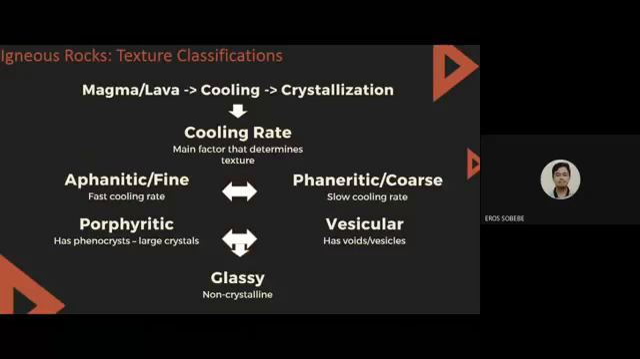So, vesicular texture forms when gases dissolved in the magma are able to come out of solution, forming gas bubbles inside it.